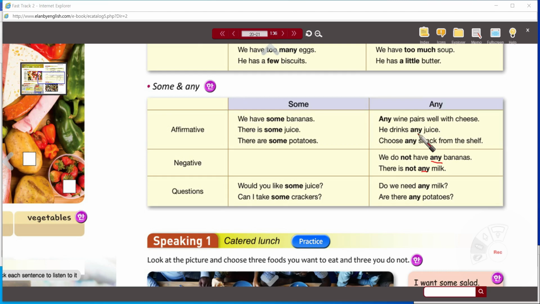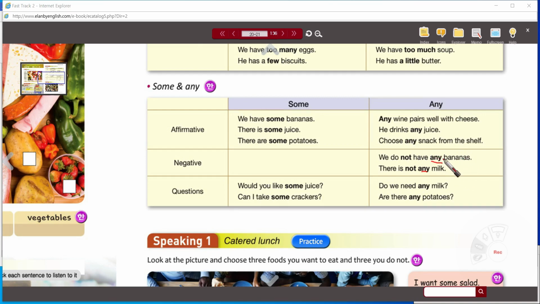This one, he drinks any juice. So he drinks tomato juice, orange juice, grapefruit juice. Okay. Any juice that is available is a juice that he drinks. Okay. Choose any snack from the shelf. So you have many choices of snack. Choose one. Okay, so that meaning is a bit different here.